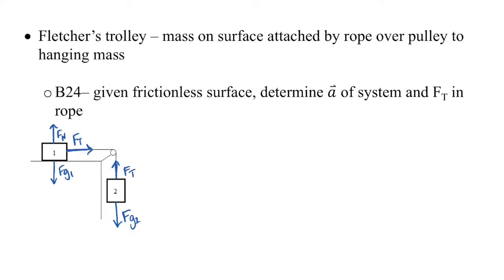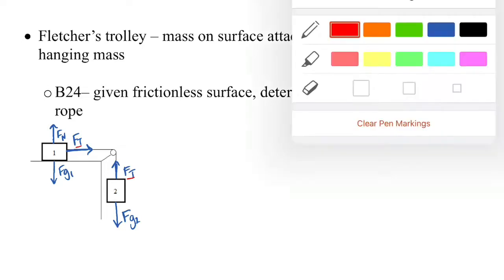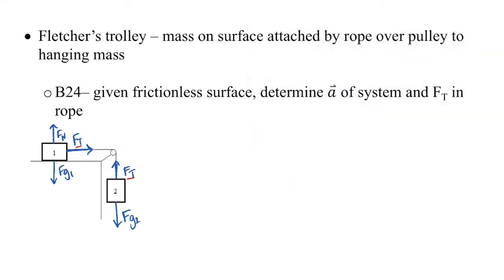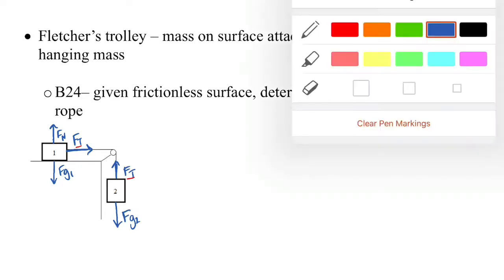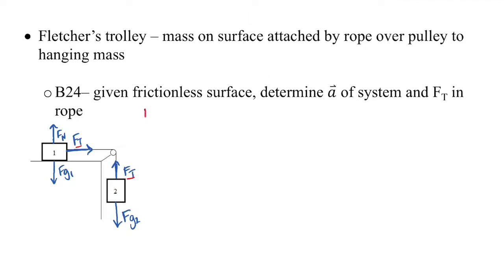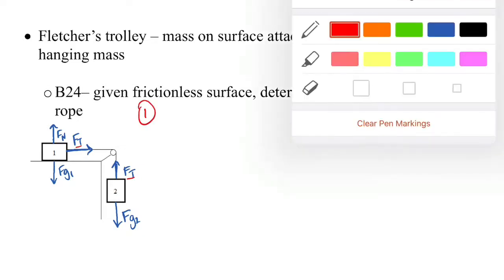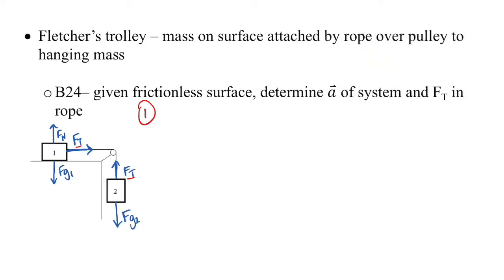Just remember that these two forces of tension are the same since they are attached by the same rope, and the accelerations for 1 and 2 are also the same. That's really important to note. So what are we going to do? We're going to start by talking about each mass. I'm going to start with mass 1, and specifically in the x direction, because I don't really care about what's going on in the y direction for mass 1, to be completely honest.